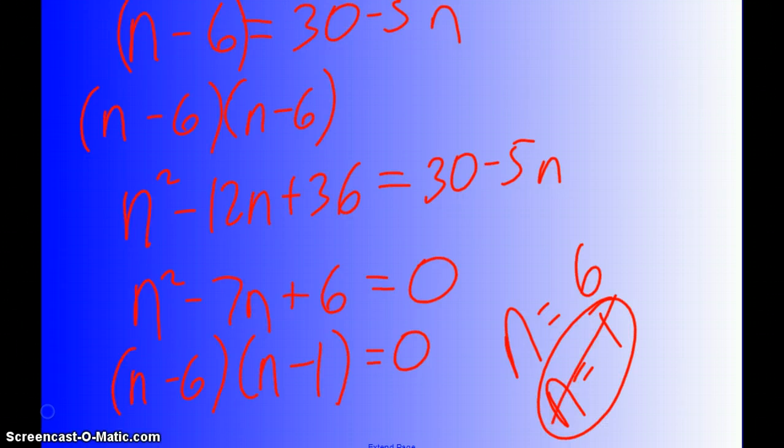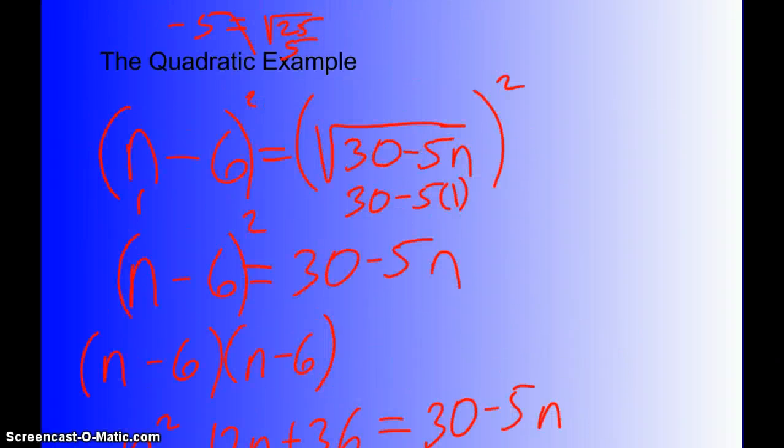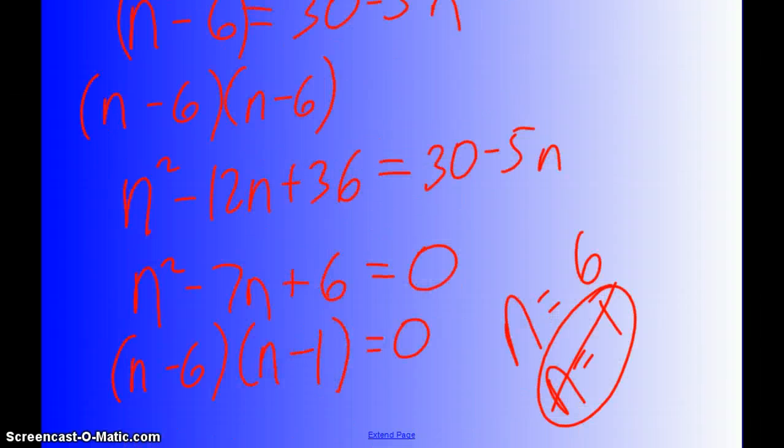So we have to eliminate that from our solution set, and we check 6. 6 minus 6 is 0. 5 times 6 is 30. 30 minus 30 is 0. 0 does equal 0. So therefore, the only solution that works is 6. So when we present our solution, we have one extraneous, one real solution. We only use the one real solution.